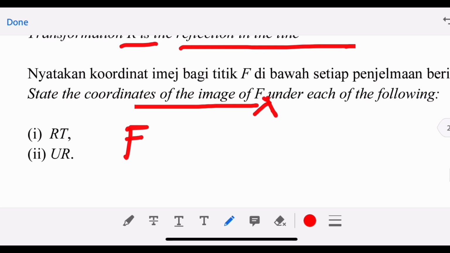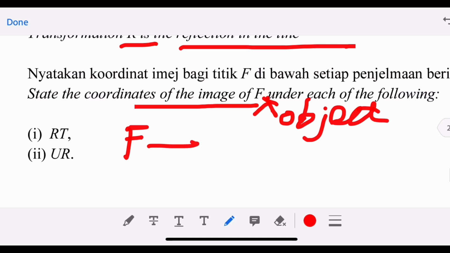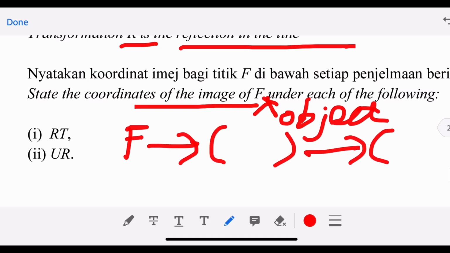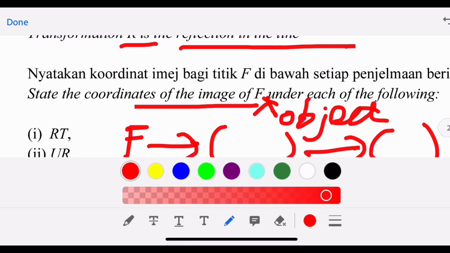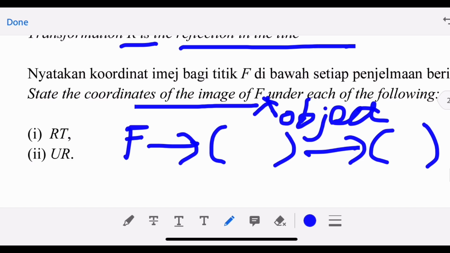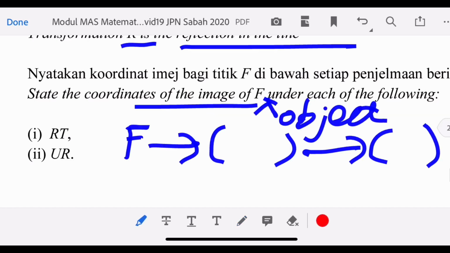Now, I'm going to show you how to find the image of F. When we say image of F, that means F is an object. So we want to find the image of the object F. So we write the answer in the bracket like this.